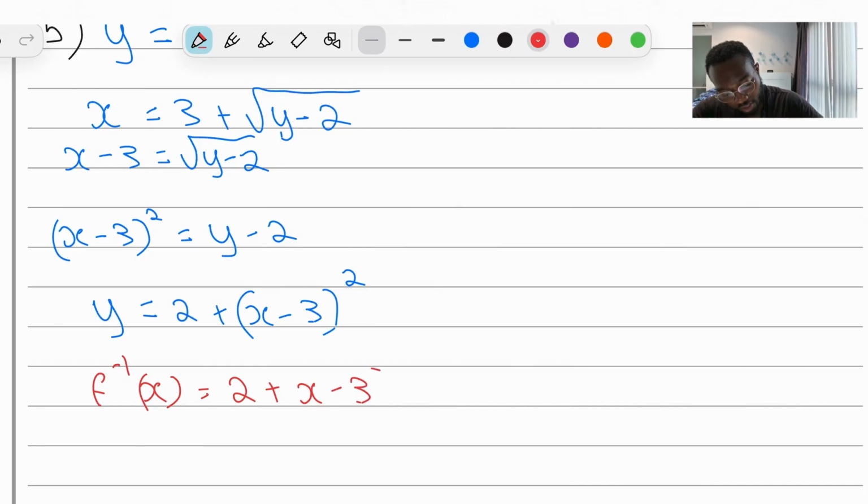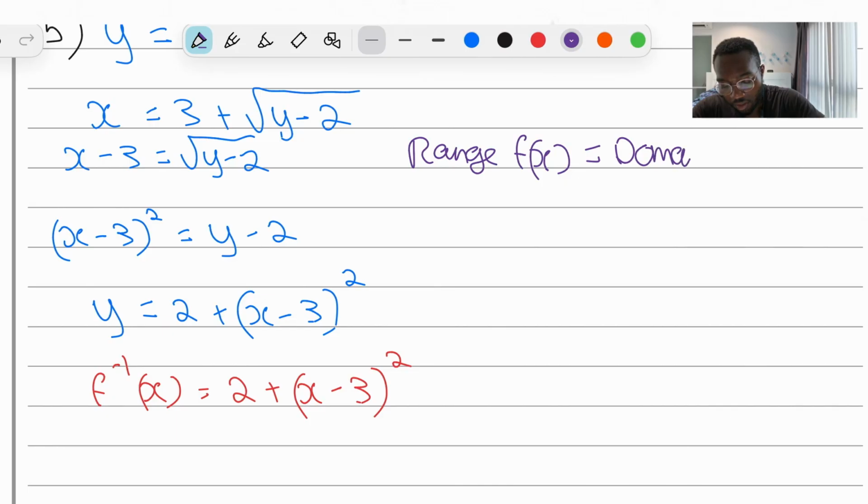And remember with these questions, when you find the inverse, you've got to state the domain as well. The good thing about these questions is that the range of f of x is always equal to the domain of the inverse, f inverse of x.